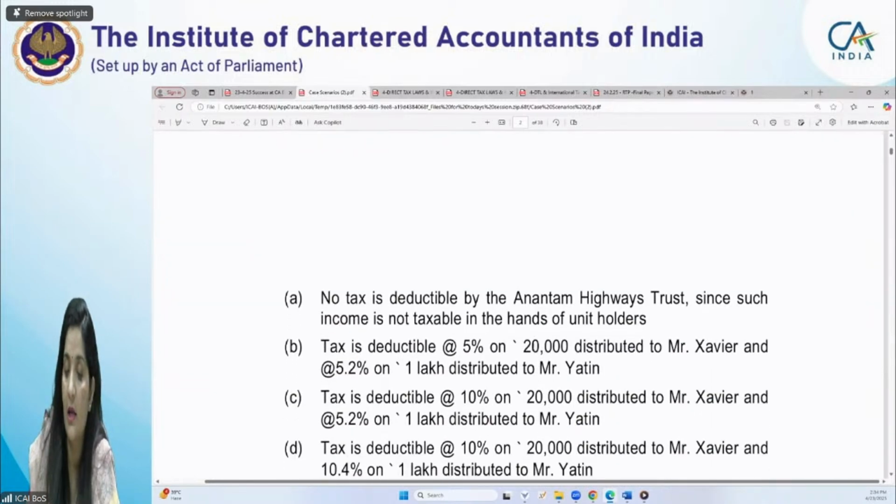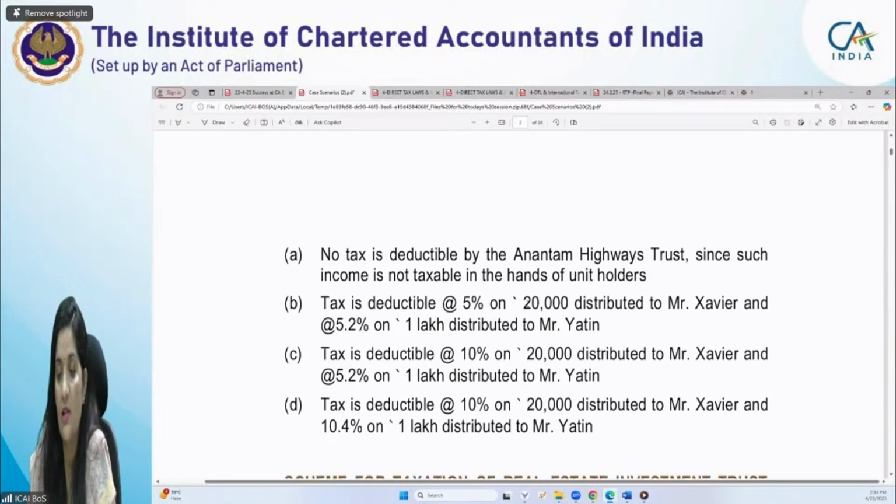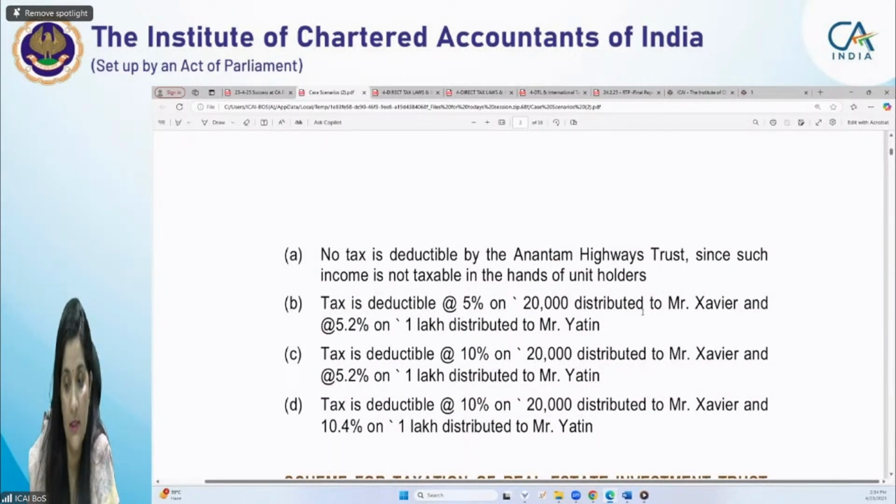No tax is deductible by Anantam Highways Trust since such income is not taxable in the hands of unit holders. Tax is deductible at the rate of 5% on 20,000 distributed to Mr. Xavier and 5.2% on 1 lakh distributed to Mr. Yatin. Then C option, tax is deductible at the rate of 10% on 20,000 distributed to Mr. Xavier and 5.2% on rupees 1 lakh distributed to Yatin. Tax is deductible at the rate of 10% on 20,000 distributed to Mr. Xavier and 10.4% on rupees 1 lakh.